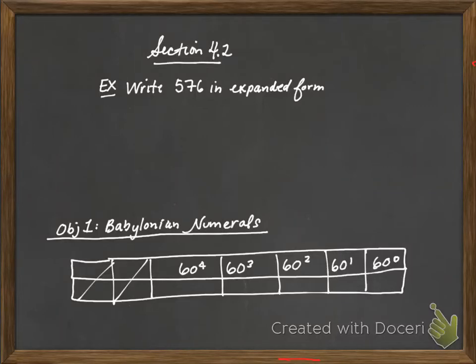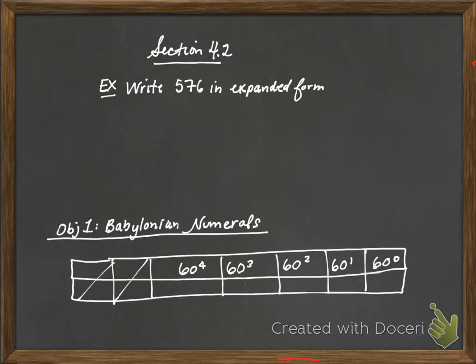Hi, this is section 4.2. Hopefully you've located your notes in the lecture packet, but I'm going to go over that step by step, and what we're going to do is talk about place value or positional value numeral systems. In particular, we're going to focus on the Babylonians.